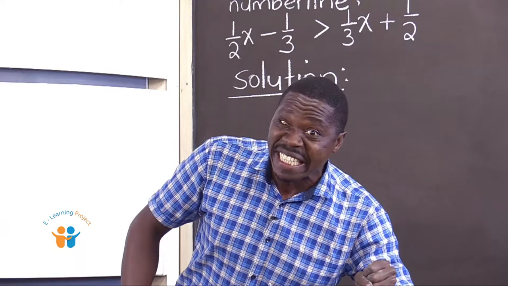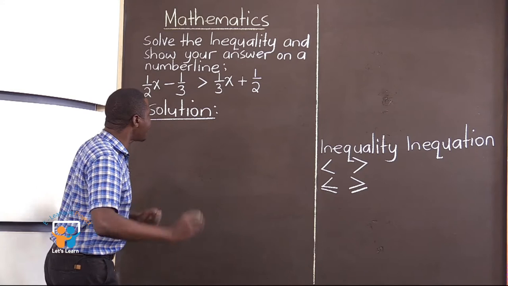Now, if we are to collect into like terms, Mr. Examiner, sir, what do we do? We shall have a half x.